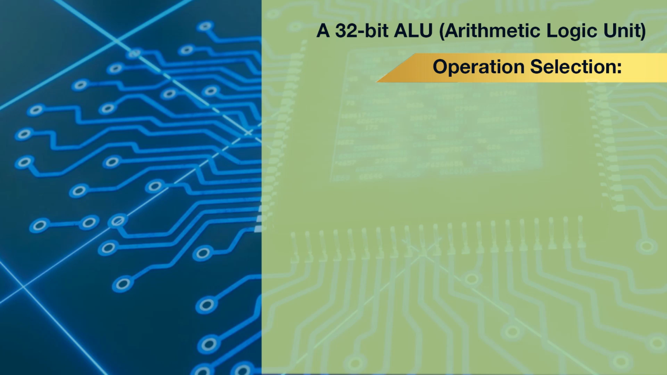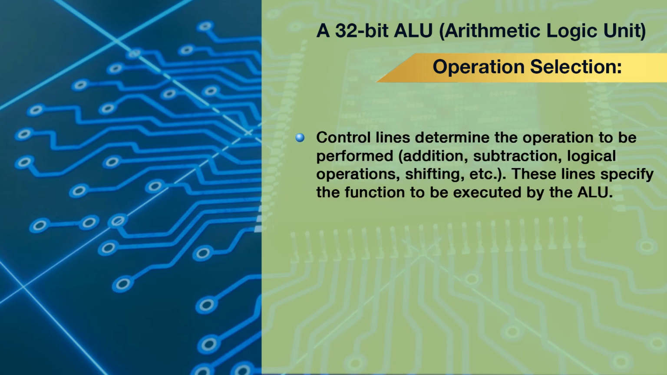The design of a 32-bit ALU encompasses several crucial components. First, operand inputs. The ALU takes two 32-bit operands, operand A and operand B, to perform operations like addition, subtraction, AND, OR, etc. Now the operation selection. Control lines determine the operation to be performed: addition, subtraction, logical operation, shifting. The lines specify the function to be executed in the ALU.